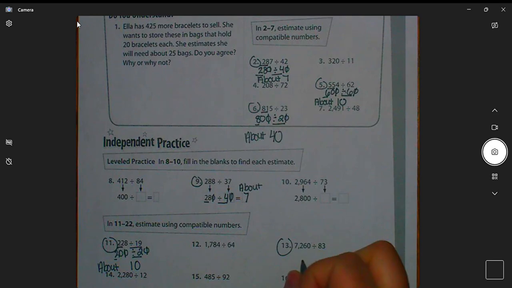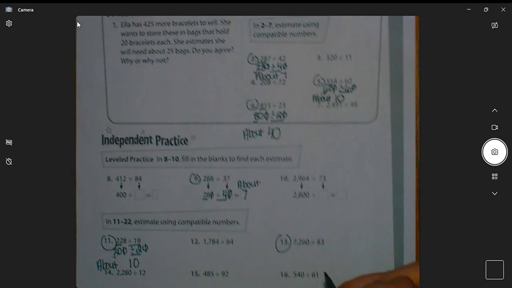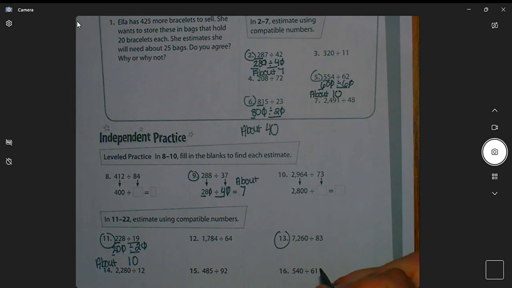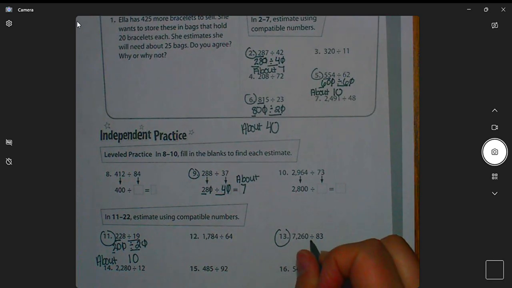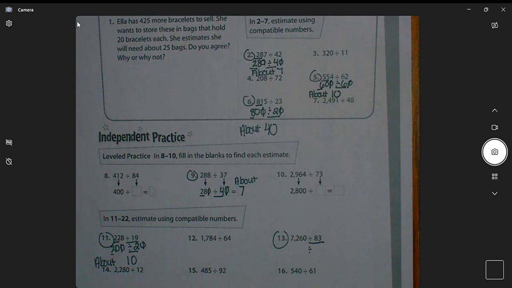All right. Ooh, this one's tricky. But are we going to be scared of it? Do we've got this? Yes, we do. All right, I'm going to start at my divisor first. 83. What do you think 83 is closest to? I'm going to say 90. Would that be correct? No. What do you think is closest to? You're right, it's 80.